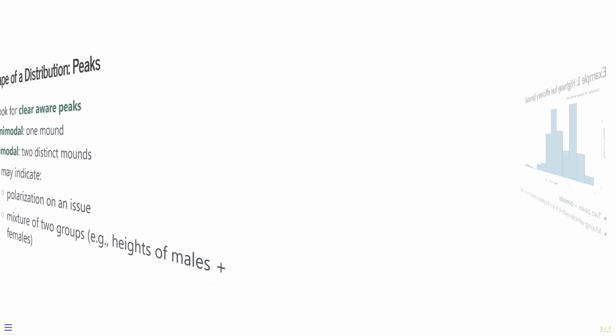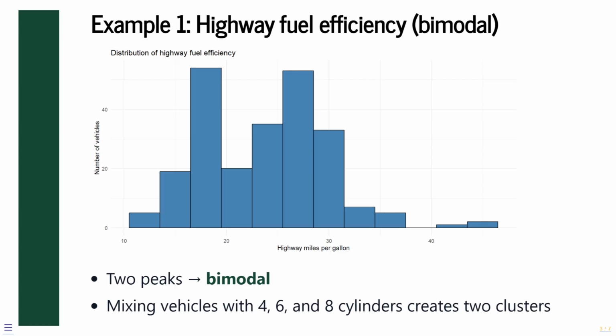Consider a data set that contains fuel efficiency in miles per gallon for various automobiles tested in the 1970s. We see here that there are two peaks, thus we call this distribution bimodal. The data in this histogram includes vehicles with 4, 6, and 8 cylinders. Vehicles with larger engines tend to have less highway miles per gallon than those with smaller engines. The distributions of both of these groups, small and large engines, are mixed together in this histogram, giving us the bimodal shape.